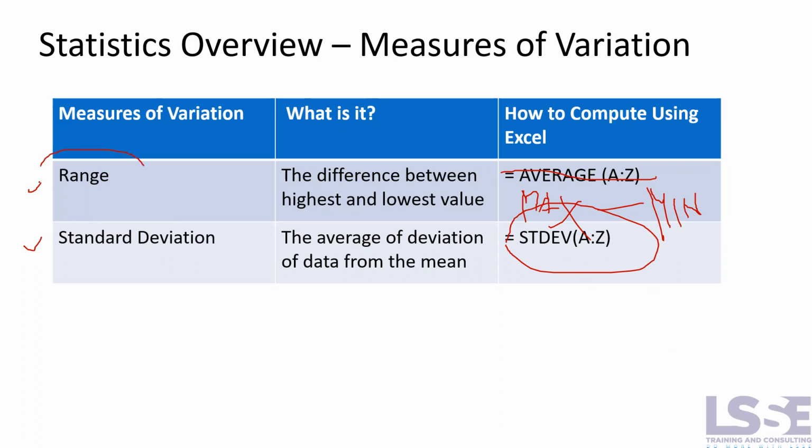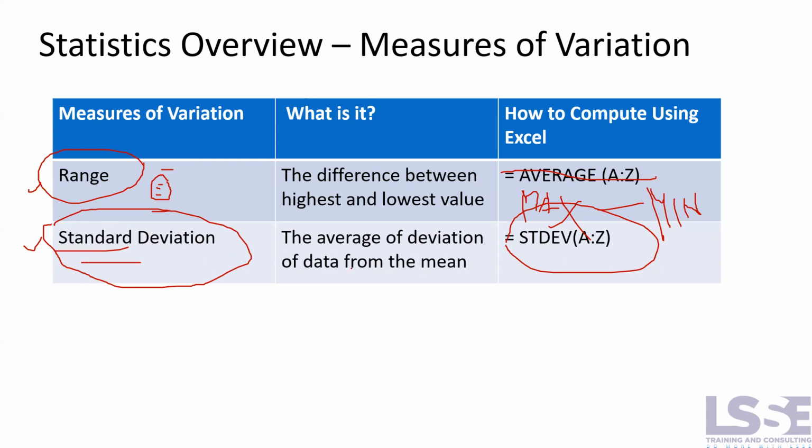The advantage of the range is very simple. You just get the highest value and the lowest value, and you get to solve for the range. The disadvantage of the range, though, is that it only takes into account two values, the highest and the lowest. It doesn't take into account all the other values in between. So that's the disadvantage of the range, and that's why for measures of variation, the most common term that's computed is actually the standard deviation.